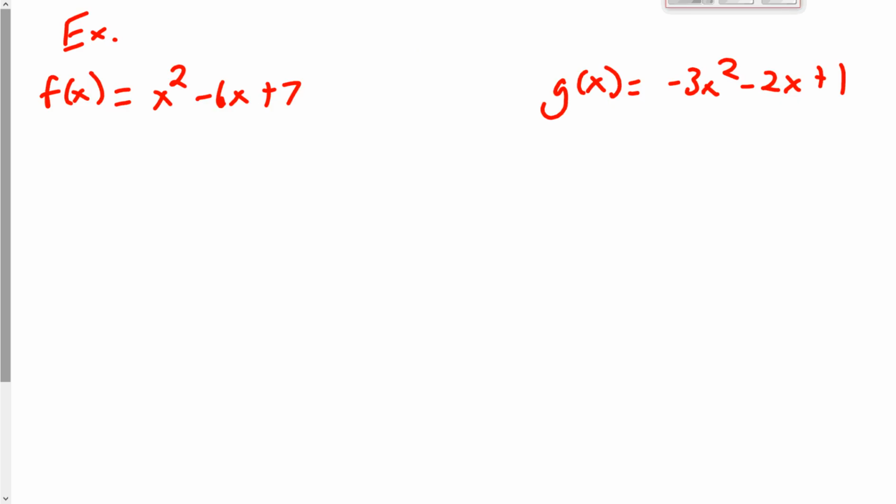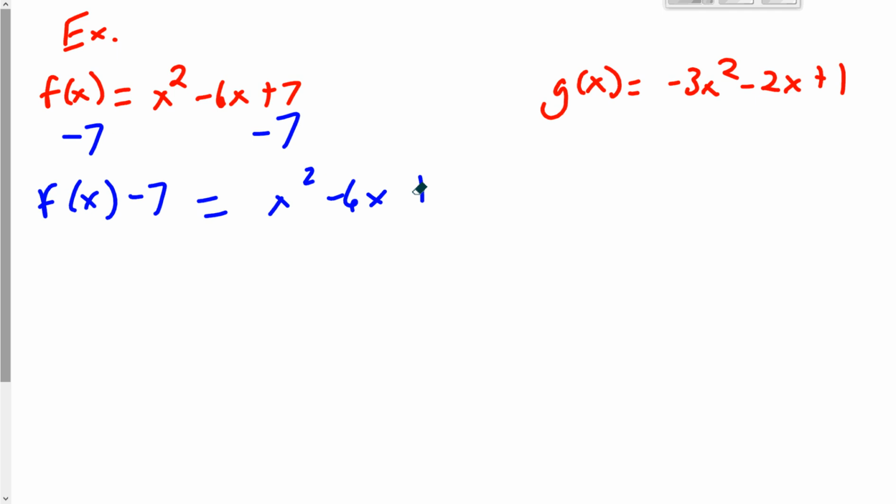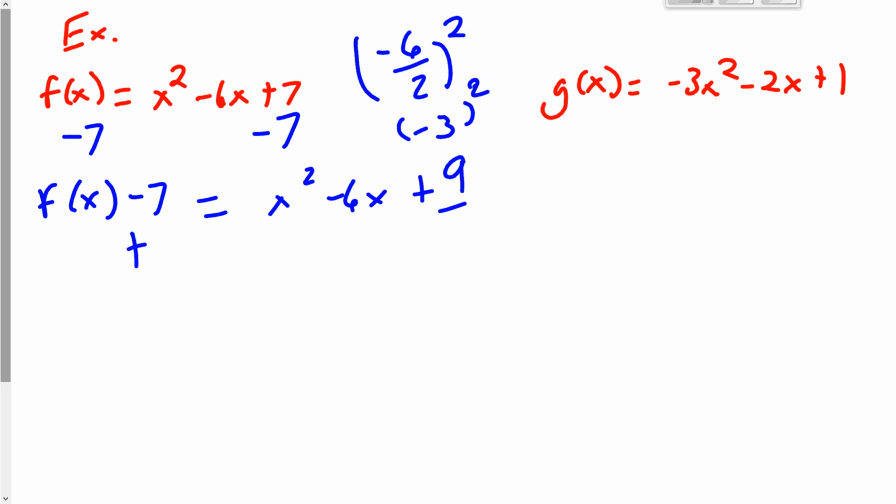Okay, here are a couple more examples that I'll do real quick. I divide by my a, but my a is 1, so that's not going to change anything. So I just move over the old c. Leave a space for the new c. Take my b, divide by 2, and then square it. So that's negative 3 squared, which equals 9. So I want to add 9 to this side and also add 9 to this side. So I get f of x plus 2 equals x squared minus 6x plus 9.